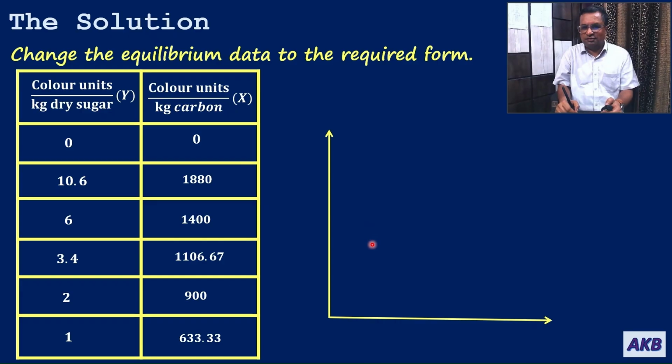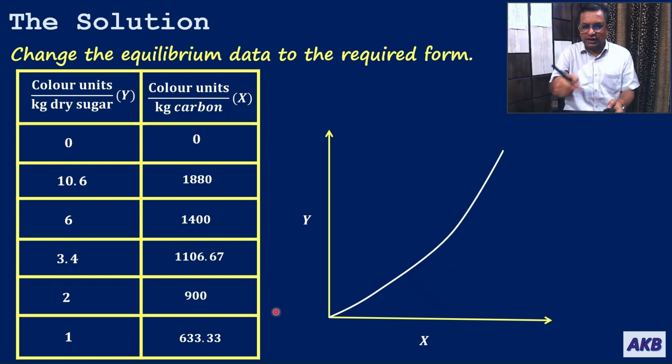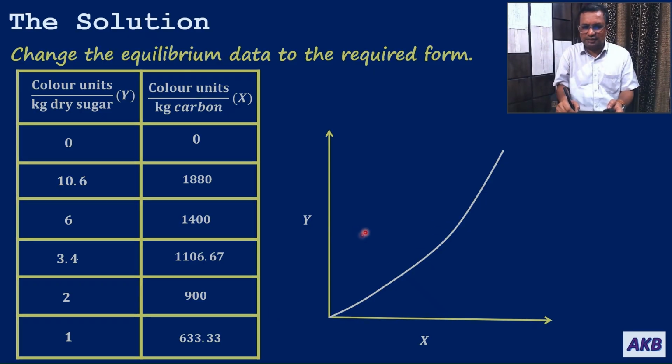Now next, we will be plotting the equilibrium diagram. For that, we will plot capital X on the x-axis and capital Y on the y-axis, and we will get the equilibrium curve. The diagram will be the equilibrium diagram. We will be plotting the operating line on this equilibrium diagram. So next, we will plot the equilibrium diagram.